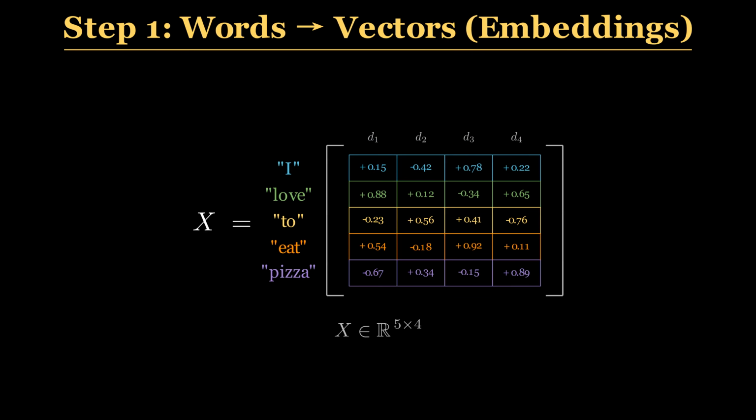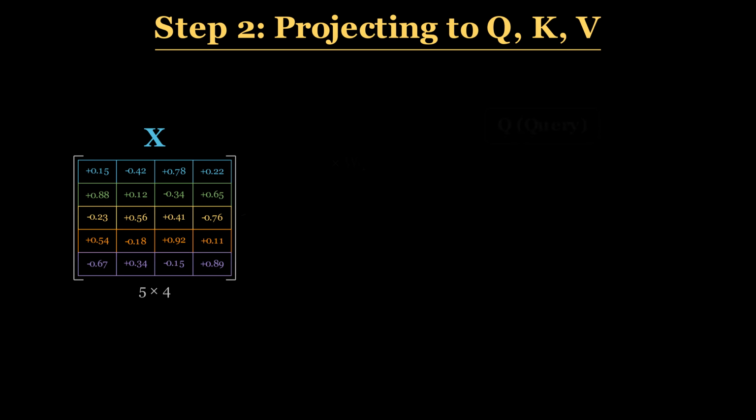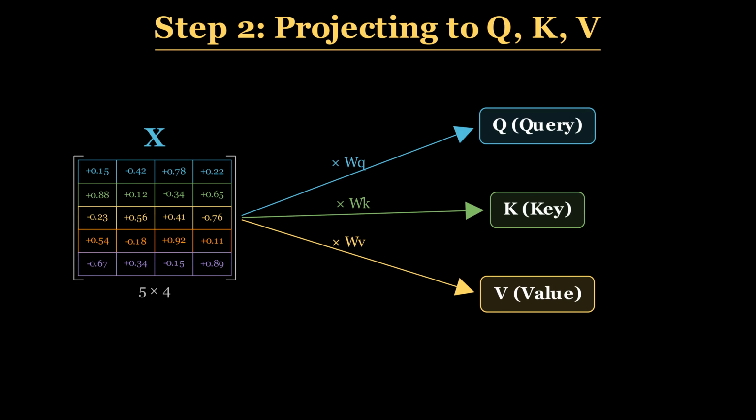Now we take this input matrix X and project it into 3 distinct spaces. These are queries, keys, and values. Each matrix captures a different role that the tokens will play during attention. We use 3 separate weight matrices, WQ, WK, and WV. These are learned during training, and each one transforms X in a different way.